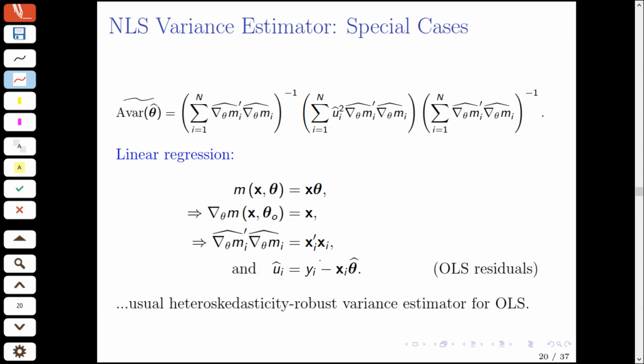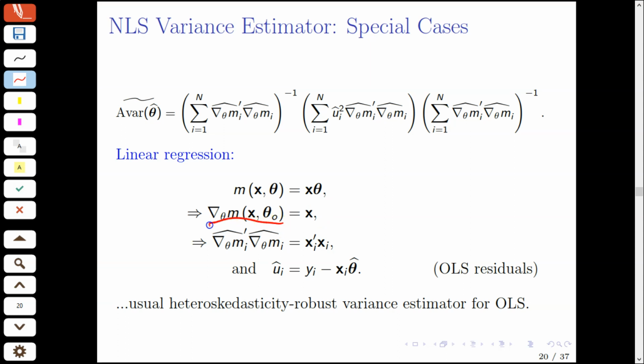In another special case, we can recover a dear old friend. So let's look at our earlier focus point, which is the linear regression model. The linear regression model arises from the nonlinear case by replacing the m function with the inner product of x and theta. In this case, the gradient of m with respect to theta is just x, no matter the point of evaluation. And in particular, it's equal to x for the true parameter.